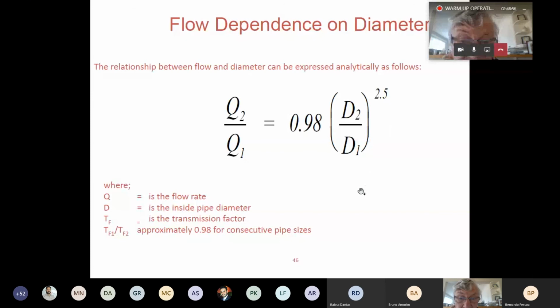And you'll find that, as I mentioned before, the flow rate varies with the diameter to the 2.5. So if you wanted to increase the amount of flow rate, you would increase the diameter. So let's go to 47.